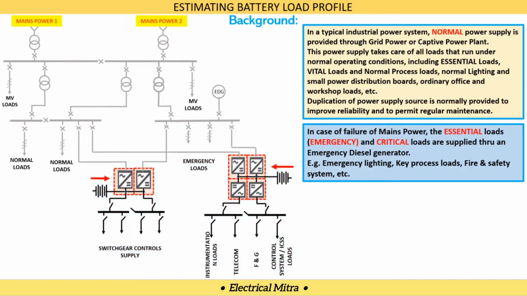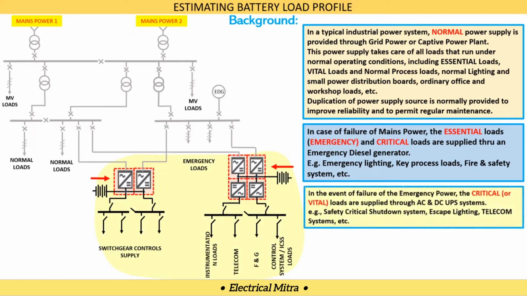In the event of failure of the emergency power, the critical or the vital loads are supplied through an AC or DC UPS system. Some examples of these loads are safety critical shutdown system, escape lighting, telecom systems, etc.